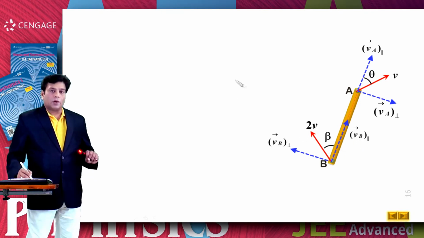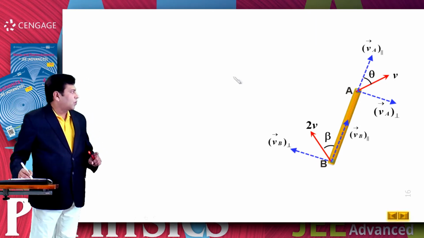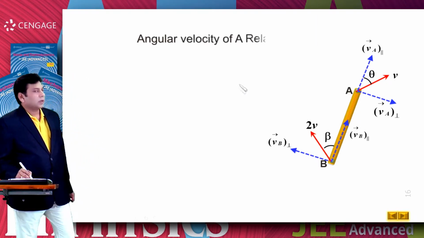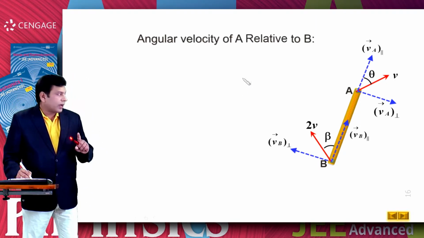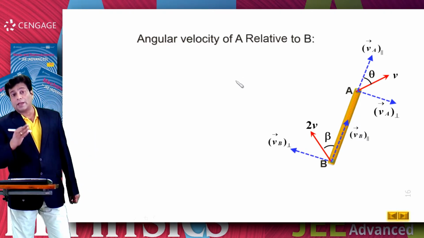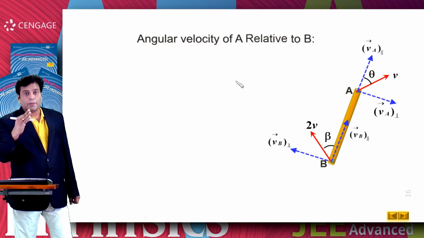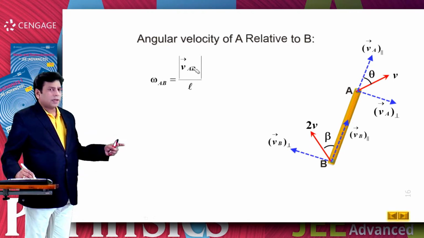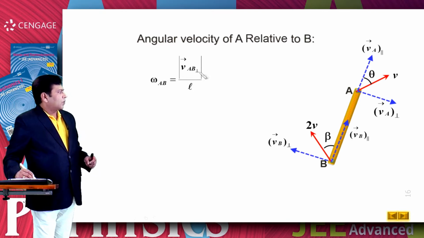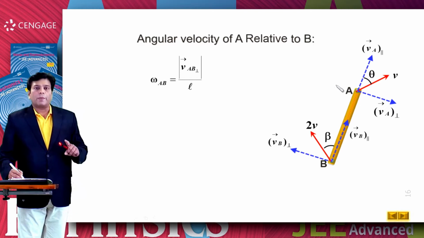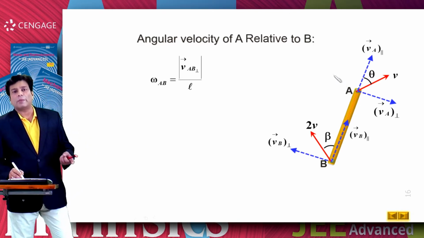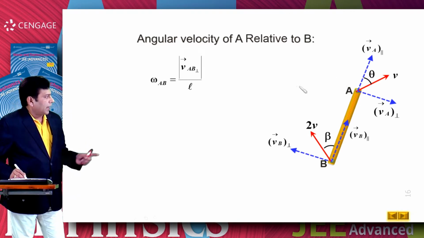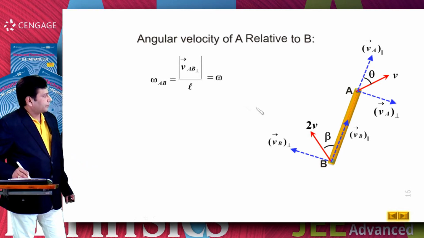Right? Now we can write the angular velocity of A relative to B, that is omega AB, that is equal to finally VAB perpendicular divided by L. You know, this VAB perpendicular is nothing but it is equal to V perpendicular A minus V perpendicular B. That is VA perpendicular minus VB perpendicular, and overall divided by L. And finally this is equal to omega.